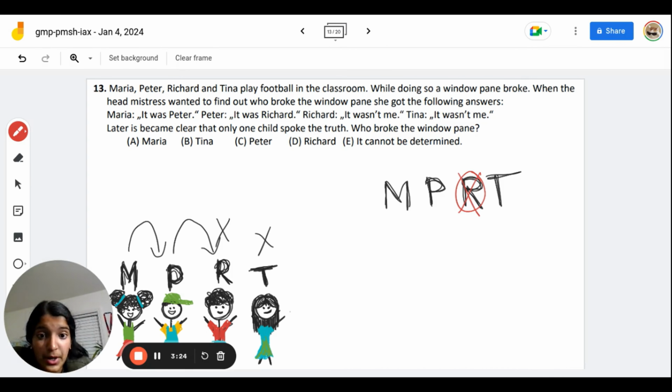Let's say it was Peter. Okay, so if Peter was the culprit, then when Maria said it was Peter, Maria's telling the truth. What if Peter said it was Richard?